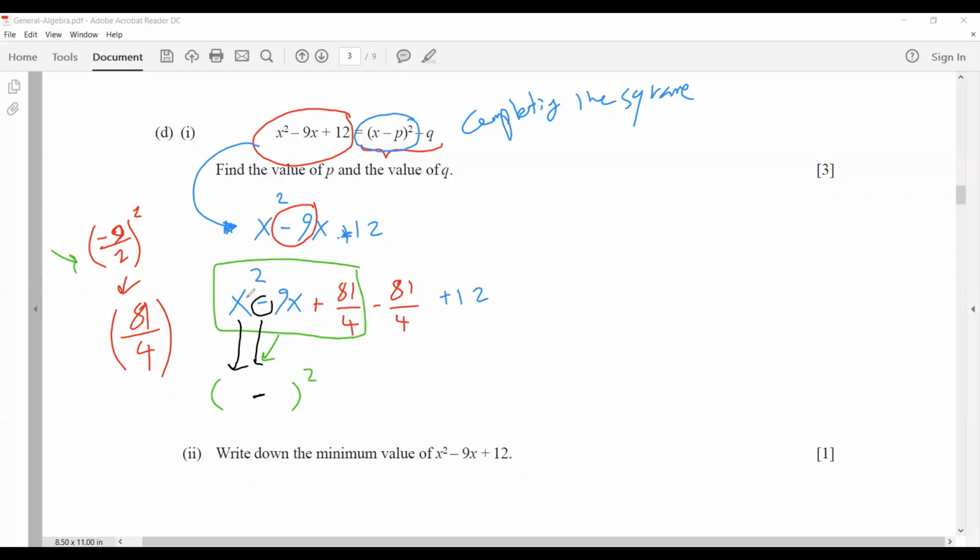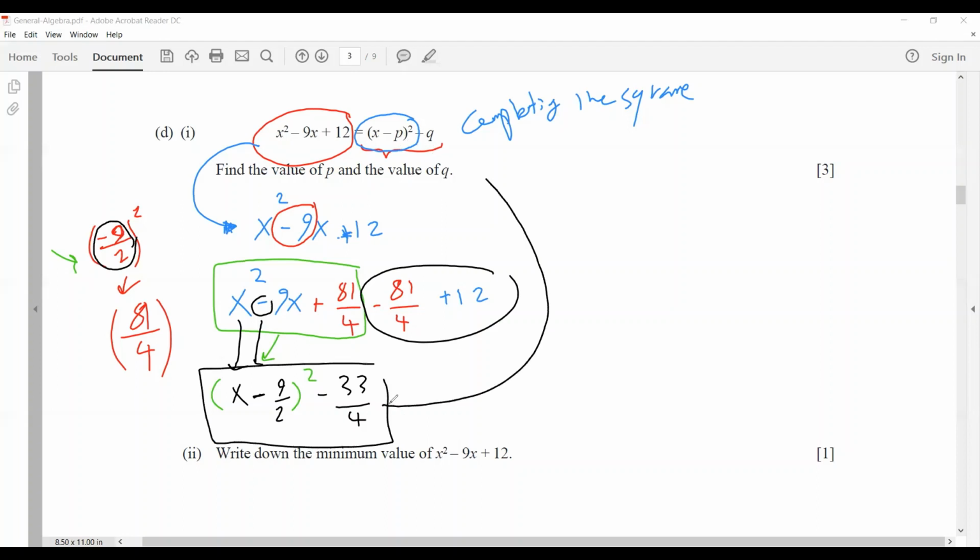The first term is the square root of this guy, which is x, and the square root of 81 over 4 is basically 9 over 2, right? Or it's basically this guy as well. So the remaining, the constants, you can add them together. I believe that gives me negative 33 over 4, right? Yeah, that should be correct. And then we're done basically, because as you can see, I have reached this format already. Just take the value of P and Q.